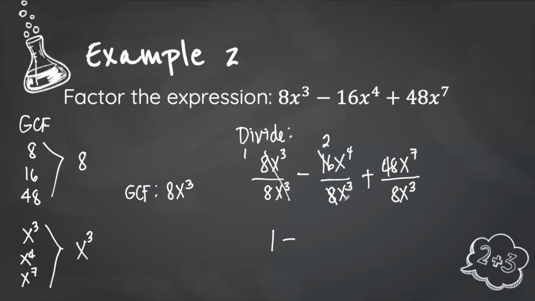X to the 4th divided by x to the 3rd, all you have to do is to subtract their exponents. So 4 minus 3 is just 1. So the answer for this term will be 2x plus 48 divided by 8 is 6. X to the 7th divided by x to the 3rd will be x to the 4th power. Remember, all you have to do is to subtract the exponents of the same variable. So, our other factor for the polynomial will be this.